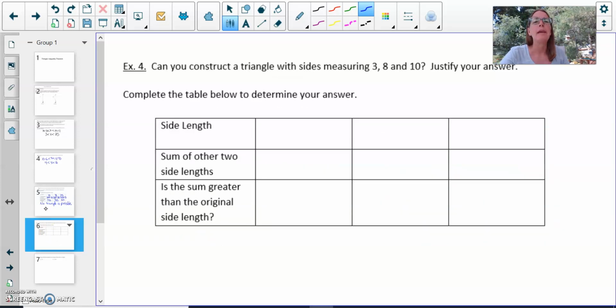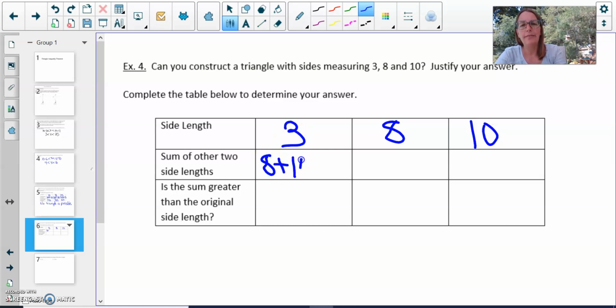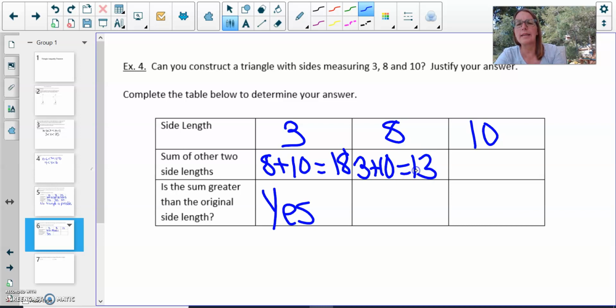Okay, our next example. Can you construct a triangle with side lengths measuring 3, 8, and 10? Justify your answer. Complete the table below. So we have our side lengths, 3, 8, and 10. Looking at the side length of 3, I add together 8 and 10. That is 18, which is bigger than 3, so the sum is bigger. Looking at the side of 8, I add together 3 and 10. That gives me 13. 13 is bigger than 8, so that helps as well.